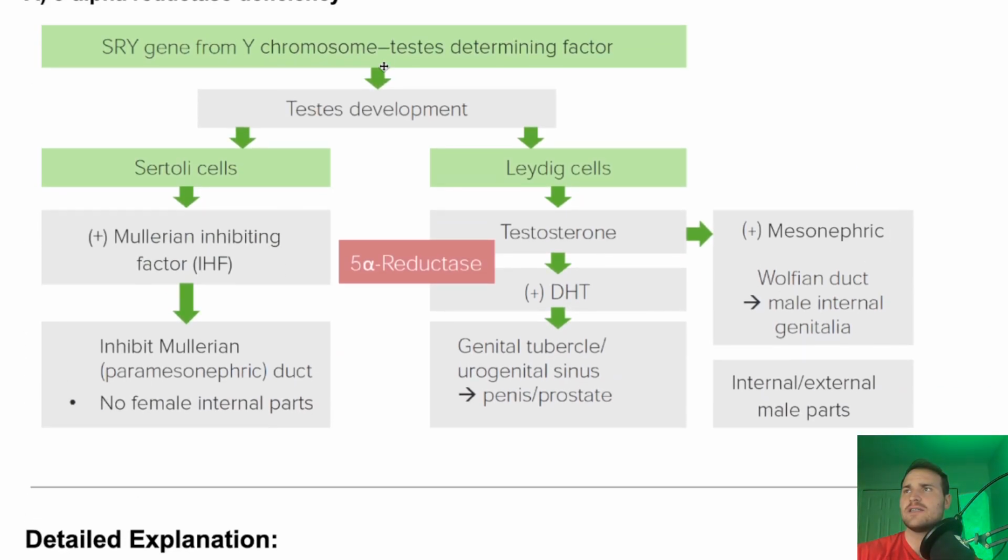So let's talk about the SRY gene, which causes the testes development and the creation of the Sertoli cells and Leydig cells. Leydig cells then create testosterone, which then, with 5 alpha reductase, causes you to have DHT. And Sertoli cells secrete Mullerian inhibiting factor, which causes you to not develop the female parts, so you don't get those internal parts. And then here, we do have the lack of formation of the genital tubercle or your urogenital sinus, the penis and the prostate. So the failure to develop these things tells us that there is a problem with 5 alpha reductase. However, there is testosterone.